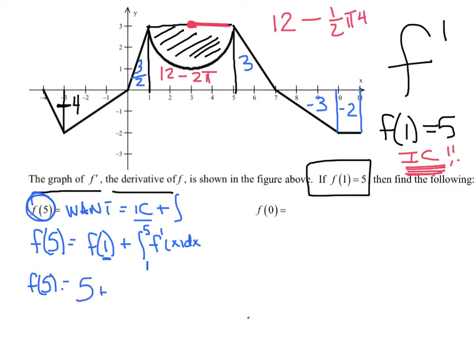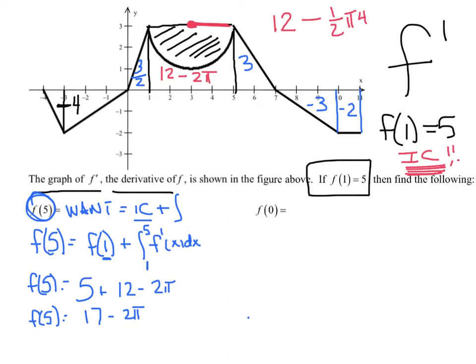All right, now I need the area from 1 to 5, and you just look at your picture because it's already labeled. 12 minus 2 pi. So that's going to get me 17 minus 2 pi for f of 5. And that's simple. Hopefully you start to find these a little fun. I think they're a little exciting to play with here.